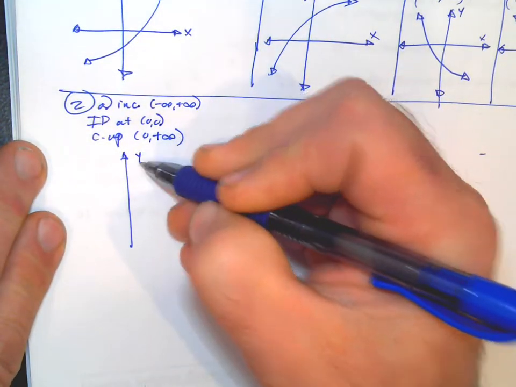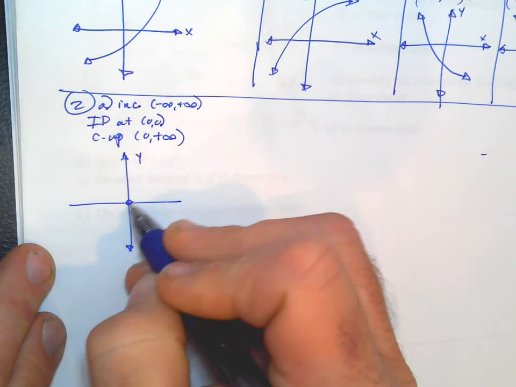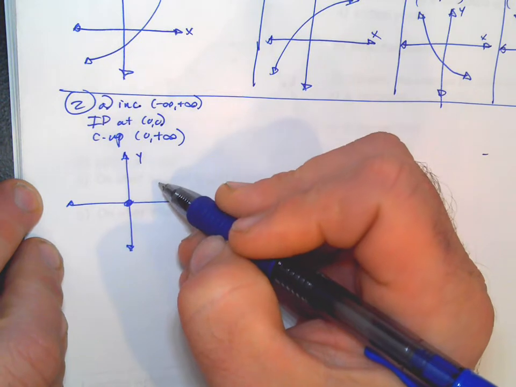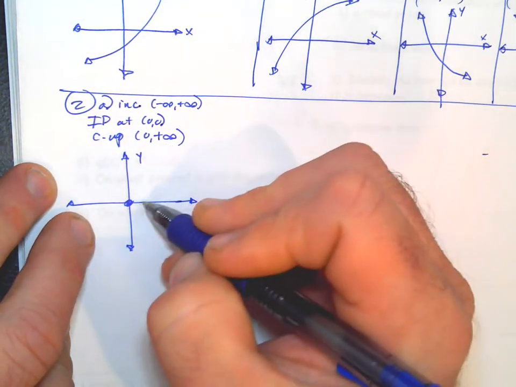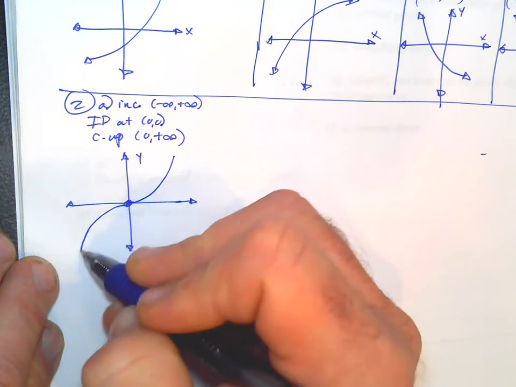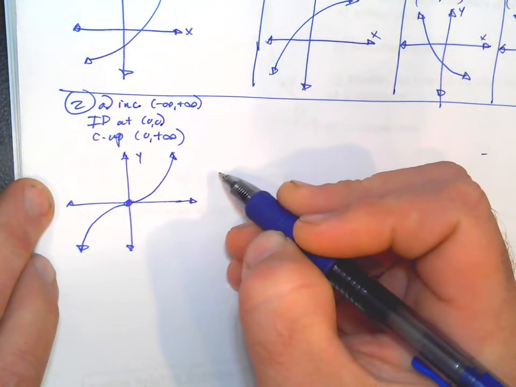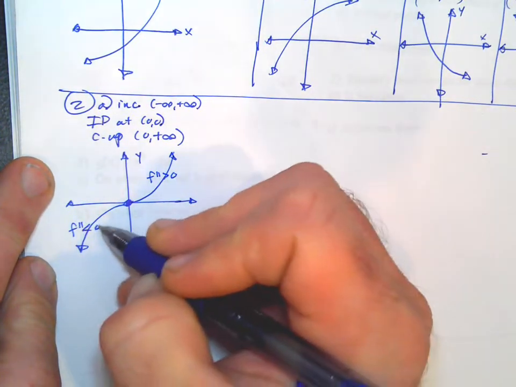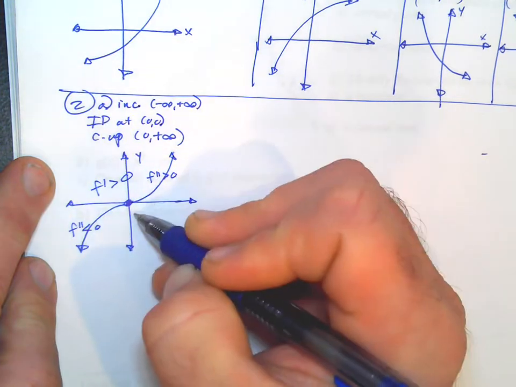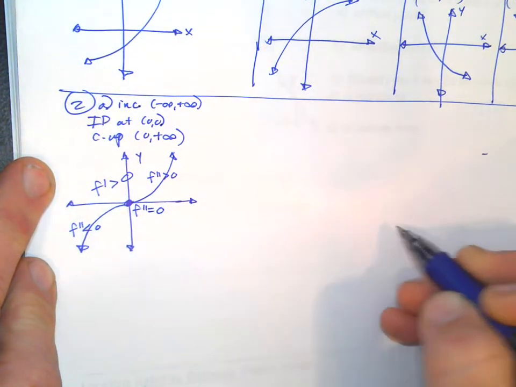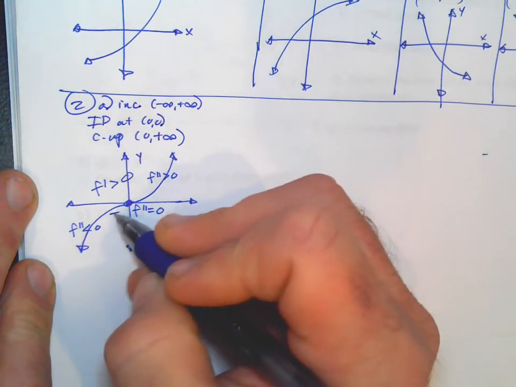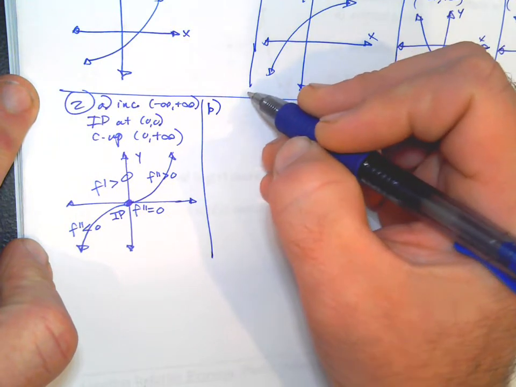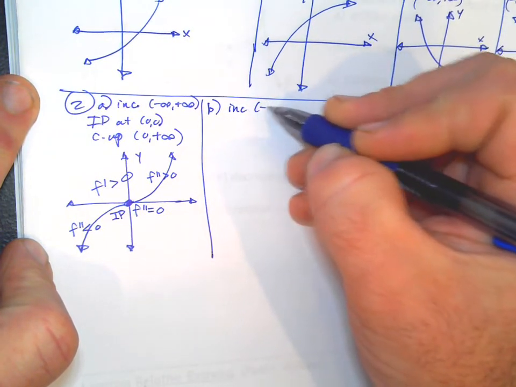Well, it has an inflection point here, right? And it's increasing the whole time. It's concave up on the right side, and if it's an inflection point, it means it has to be concave down on the left. So this is what it's going to look like. So f double prime is positive, f double prime is negative, f prime is positive the whole time, and f double prime right here is 0. So you get an inflection point. So something like that.